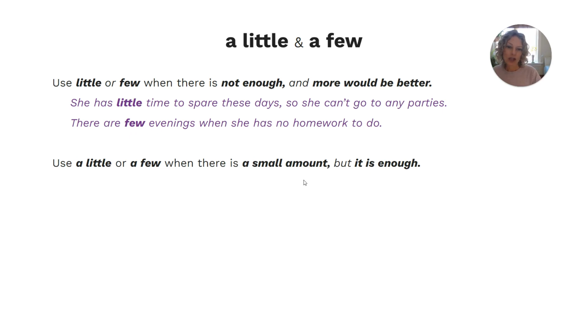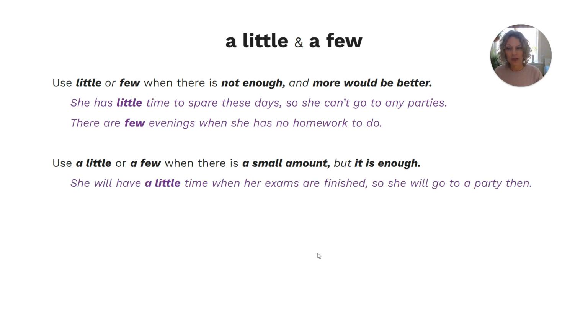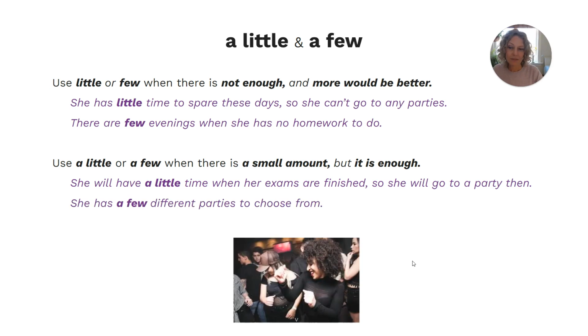But if we want to show that there is a small amount, but it's enough, then we use a little and a few. She will have a little time when her exams are finished, so she will go to a party then. She has a few different parties to choose from. So here we're saying she doesn't have a lot of time coming up, but it's going to be enough to have some fun.